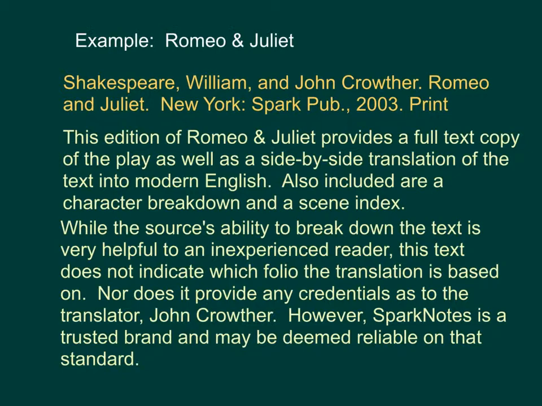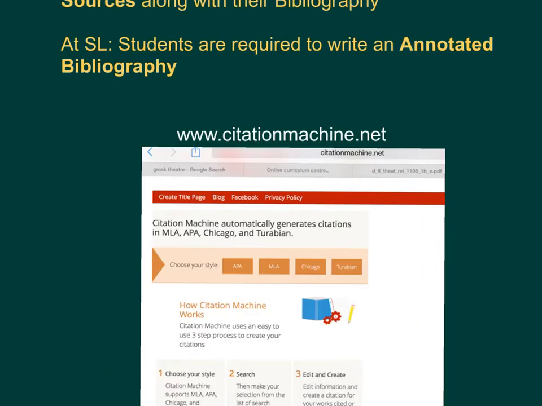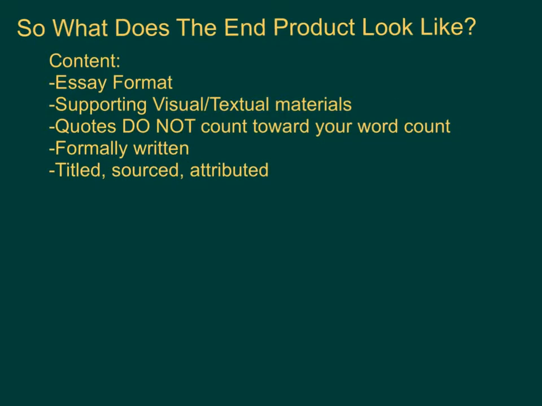Now, I've noticed as I read this that I have a grammatical error, so I'm going to change that and highlight it so you can see the corrected grammatical version. I just took the preposition out of the end of the sentence. While it's very helpful, blah, blah, blah, this text does not indicate from which folio the translation is based. In any case, I hope you understand how important it is to, once again, cite your sources. Now, hopefully, you all have done most of that work already in terms of formulating your research question and starting the process of creating your bibliography.